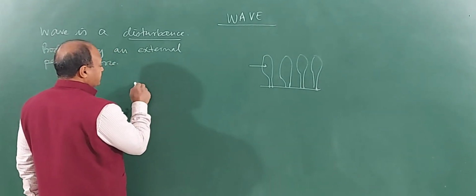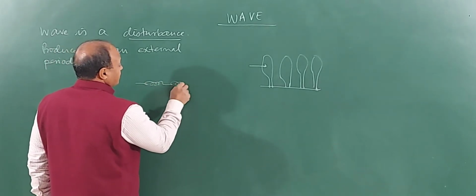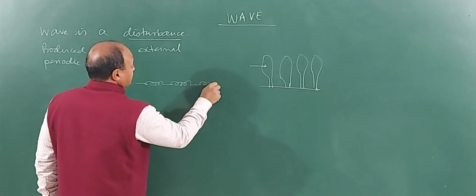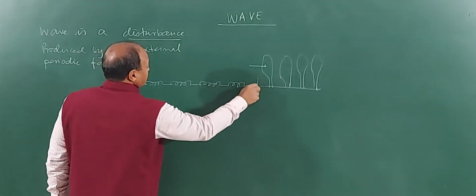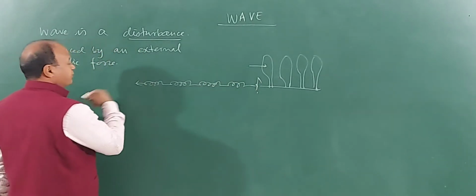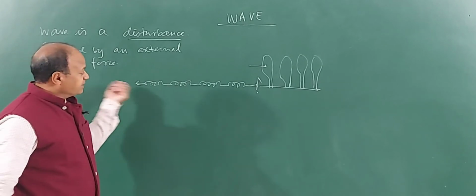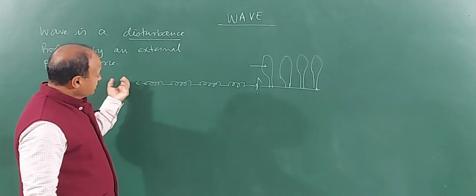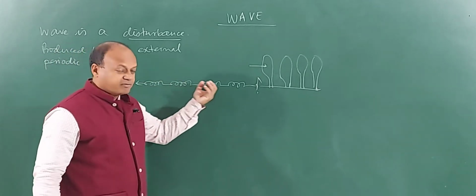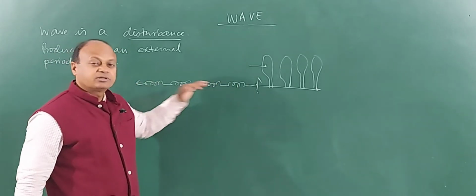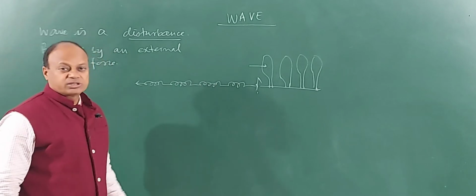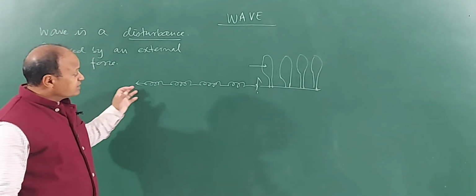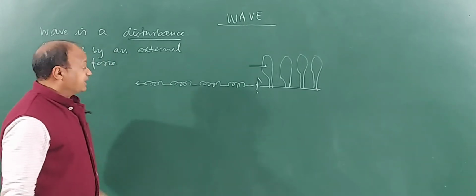Suppose I join a number of springs. One spring is here, one spring is here, one spring is here, and this spring is here. I just pull one spring and release. Then what we find? That this vibration is transmitted to all the springs one by one, and the entire set starts what? Is set into motion. Right?